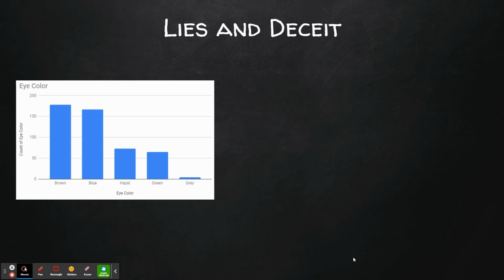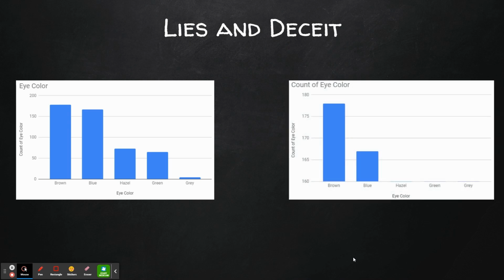Now, if we messed with the vertical axis here and started it somewhere else, we could make it look like brown-eyed and blue-eyed students have a huge discrepancy, when in reality, in the original, you can see they're fairly close. So be careful of graphs that have axes that don't start at 0, especially vertical axes. Sometimes they're trying to trick you if they're doing something like this.